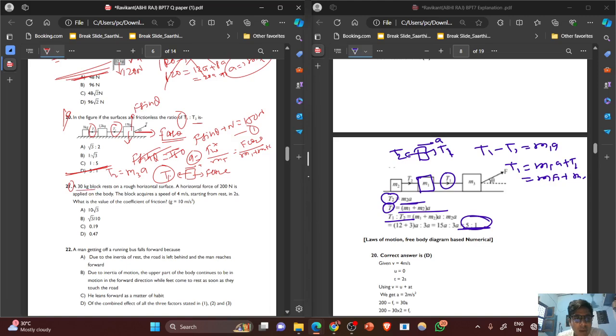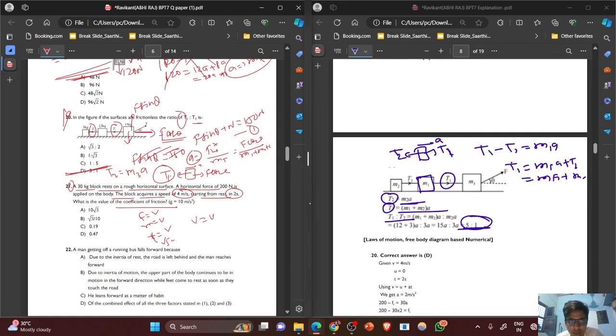A 30 kg block at rest on a rough horizontal surface. A horizontal force is applied on the body. The block acquires the speed given after 2 seconds. What's the value of friction? It's again a simple question. You know the force, you know the mass, you know the time, you know the final velocity. You just need to work it out.